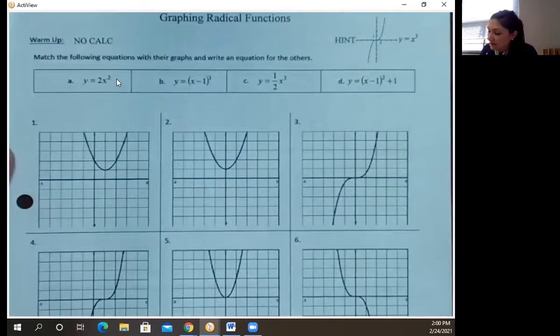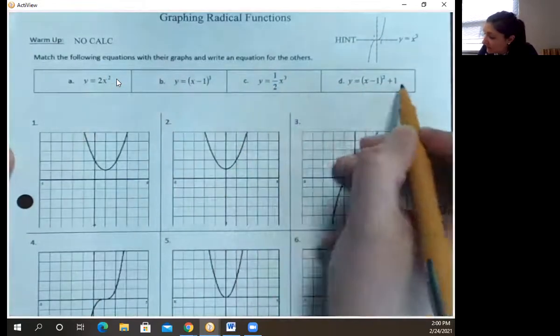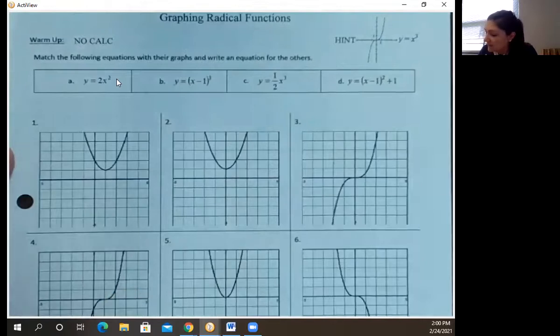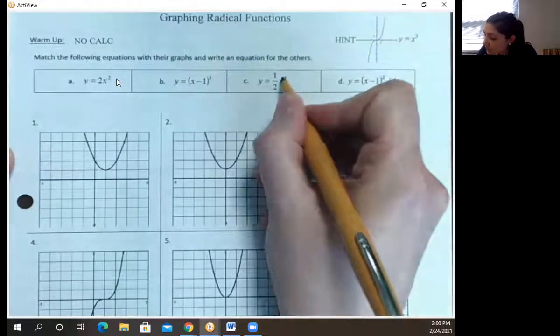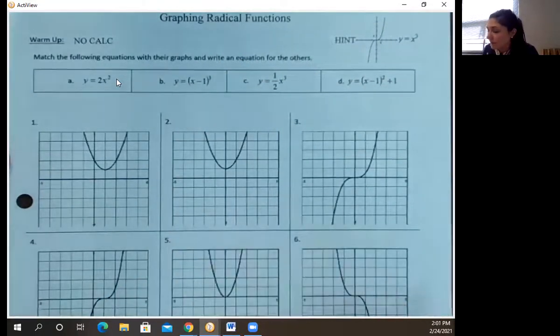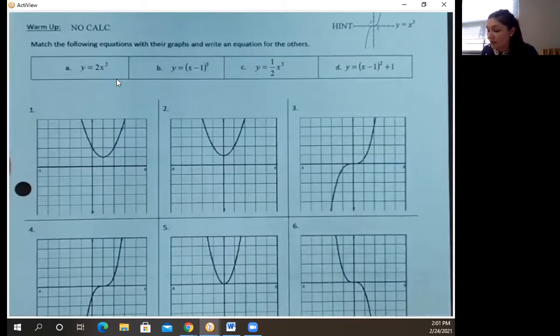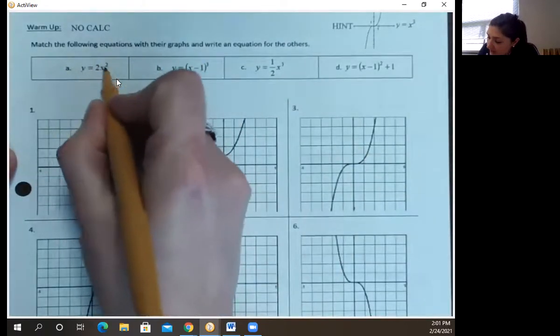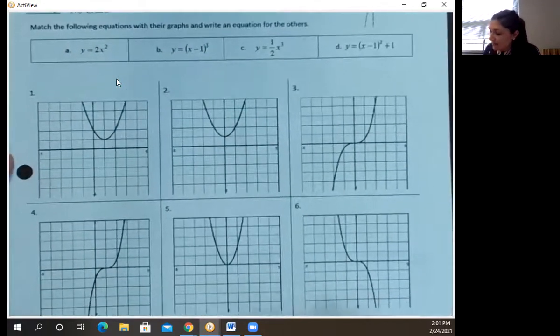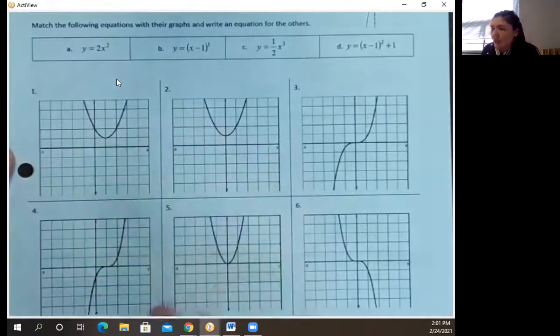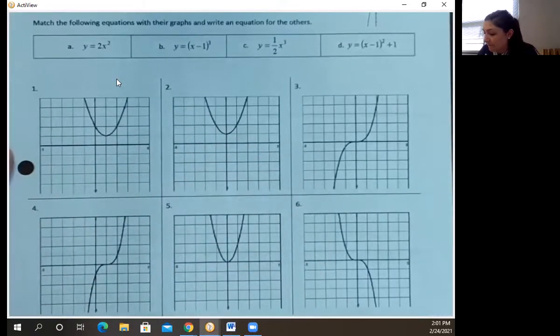The first thing I notice is I have a couple functions that are x squared functions, quadratic functions, and a few functions that are x cubed functions, so cubic functions. Right off the bat, I can make some eliminations based on whether a graph is a quadratic graph, an x squared graph, or a cubic graph, an x cubed graph. My first function is an x squared function. That means it has to be a parabola.